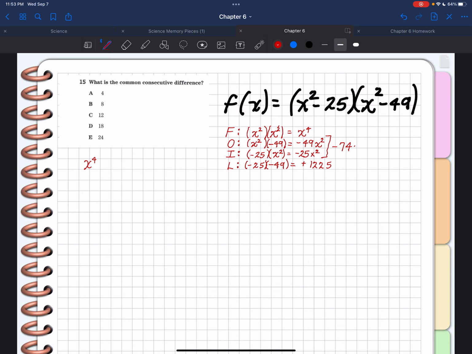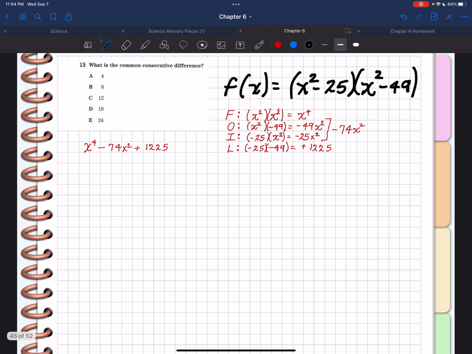So we're left with x to the fourth minus 74x squared plus 1225. And that's the equation that we're going to work with. Let me just check myself again. Because again, we don't want to go through all this and realize that I made a mistake somewhere. Check the signs. Negative and negative is negative. The negative times negative is positive. All right, we should be okay.